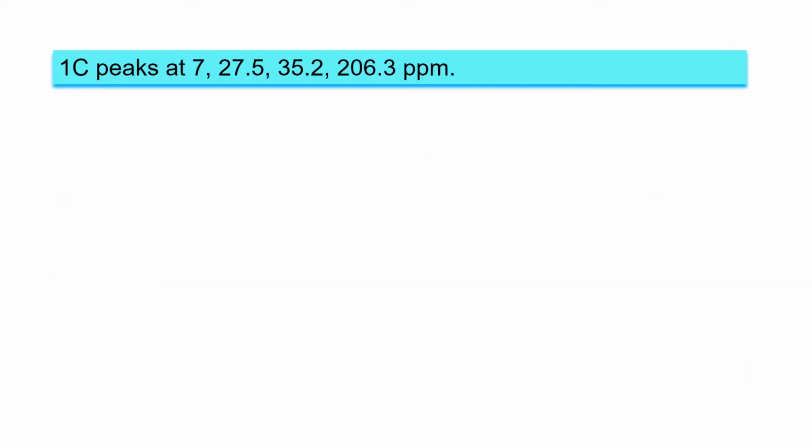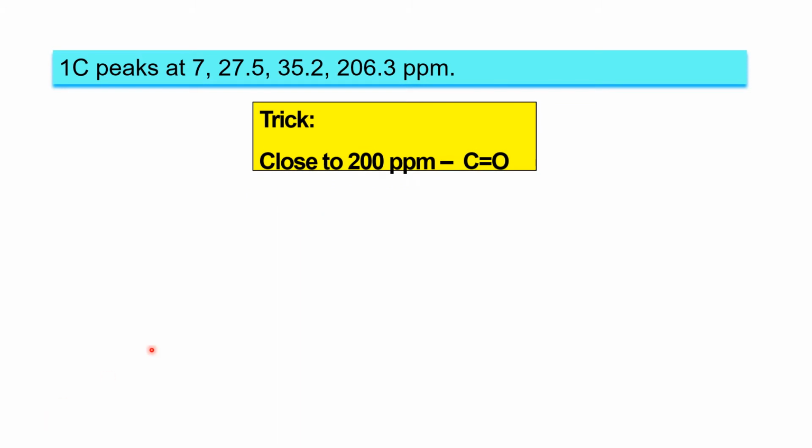The next problem: C13 peaks I have given are 7, 27.5, 35.2, 206.3 ppm. So what we need to see? See 1, 2, 3, 4. So 4 carbon atoms are there, and among these 4 carbon atoms, 206 shows one carbonyl group is there. Now two tricks we got. One is close to 200 means it's a carbonyl group, and 4 carbon atoms are there. So 4 carbon atoms means one is C double bond O, the other three are these three. Where will this double bond O be placed among the 4 carbon atoms?